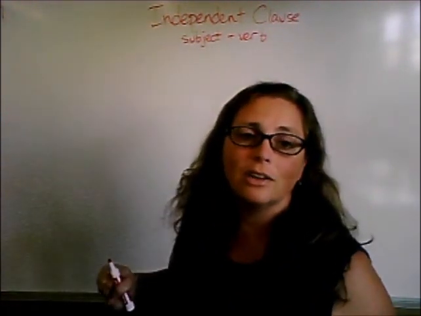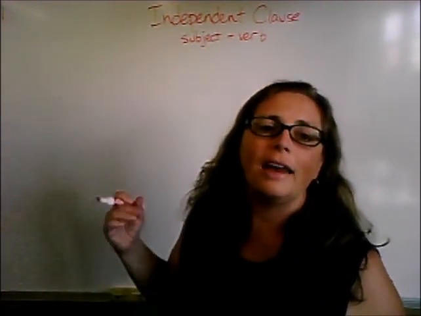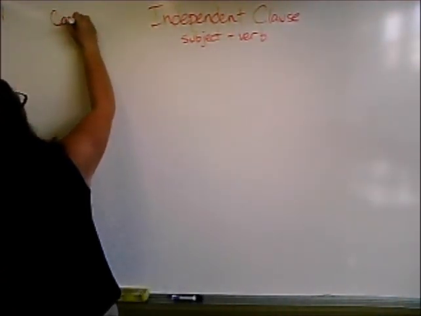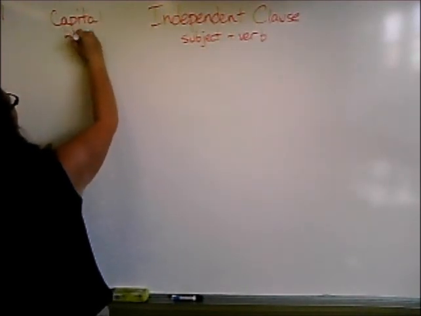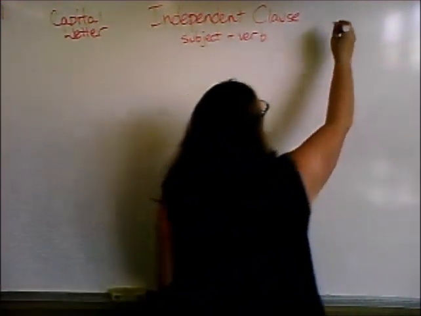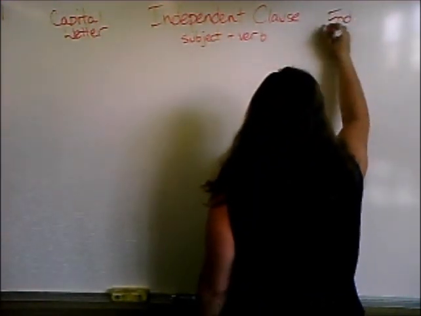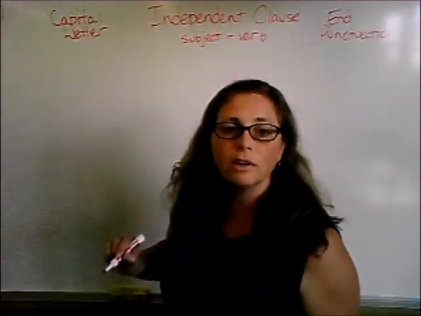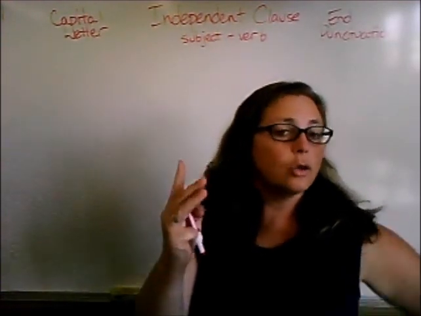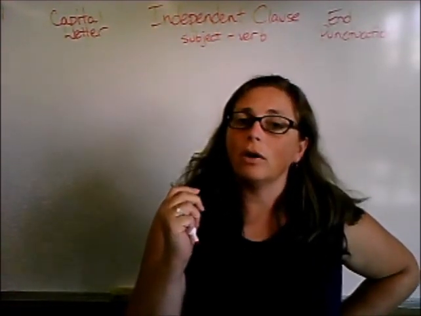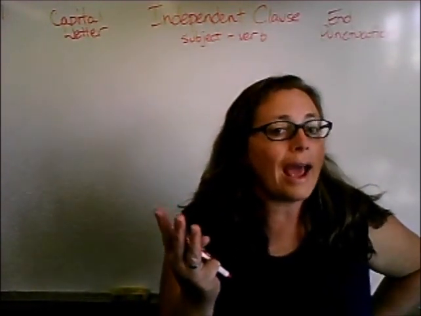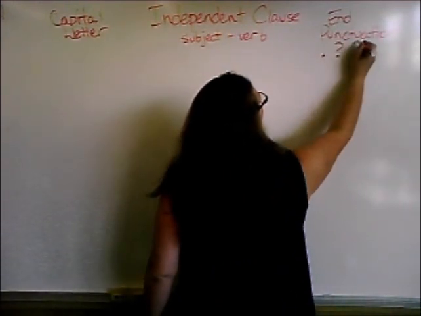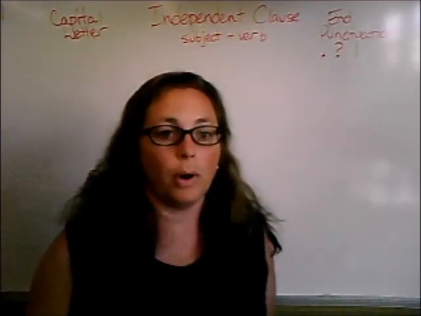Also, every sentence in English needs to start with a capital letter and end with end punctuation. End punctuation, you have three choices. Usually it is a period, but you can also have a question mark or an exclamation point. A period, a question mark, or an exclamation point.